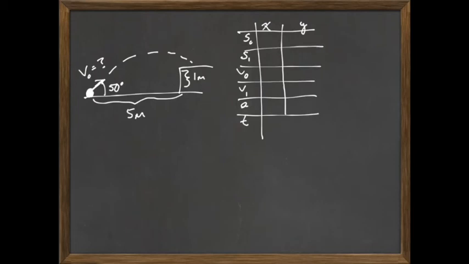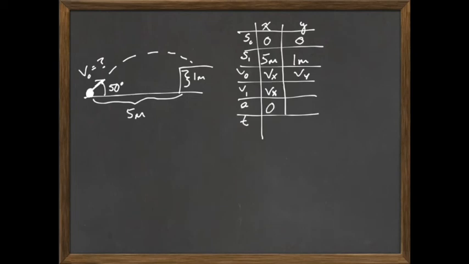So initially, in our horizontal position, we'll say it starts at 0 and has to get out to 5 meters. For the y position, we start at 0 and we end at 1 meter. Now, we don't know the initial launch velocity for either the x or the y. We know that the final speed in the x is going to be the same, but we don't know what it's going to be in the y.